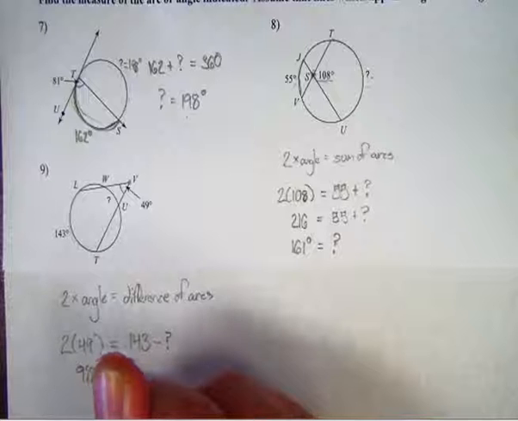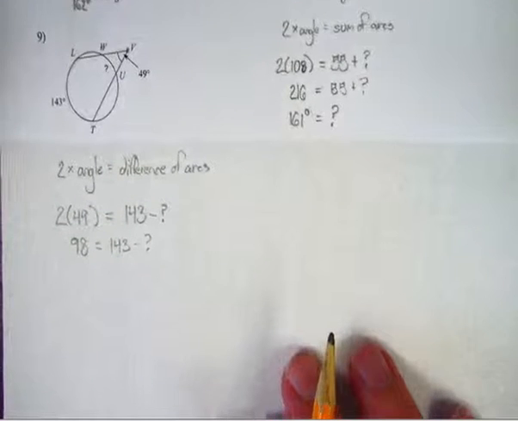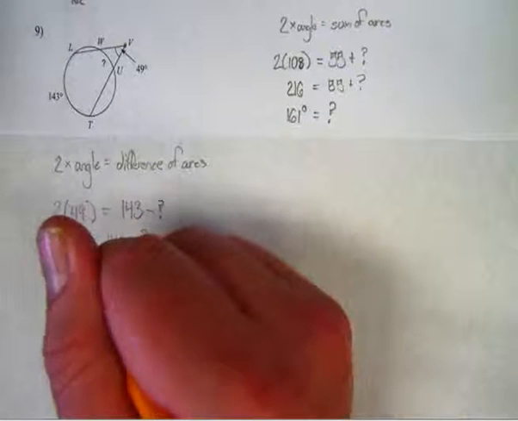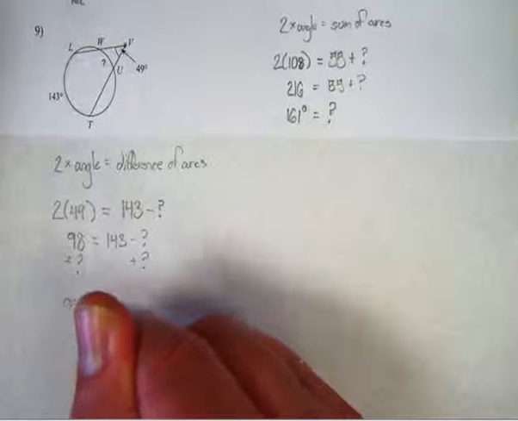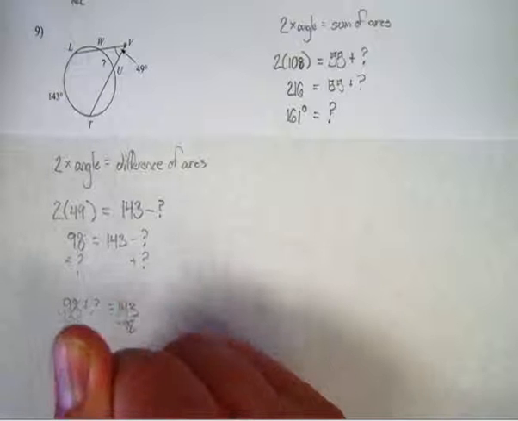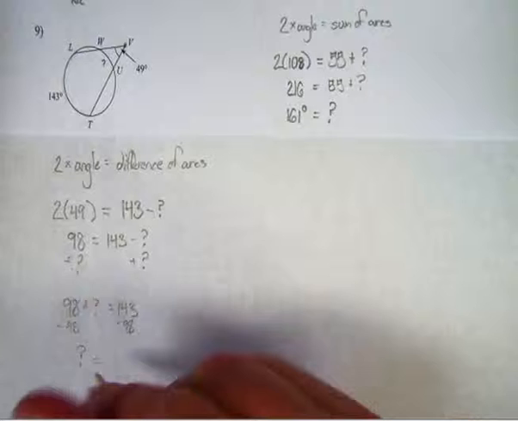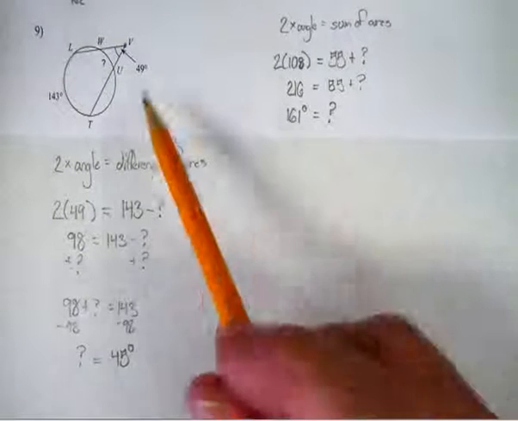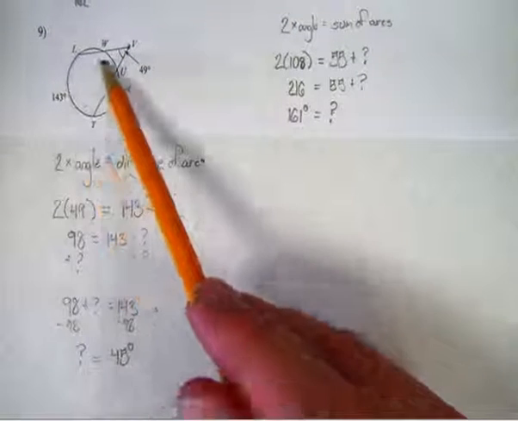So 98 equals 143 minus our unknown value. If we're going to be technically correct in solving this with algebra, we'll add our unknown value. It feels really weird leaving that as a question mark instead of x. But then we get 98 plus our unknown value is 143. Subtract 98 from both sides, and you'll find that your unknown value then becomes known. It's going to be 45 degrees. So again, using the fact that when the vertex is on the outside, twice the measure of the angle will be the difference of the arcs.